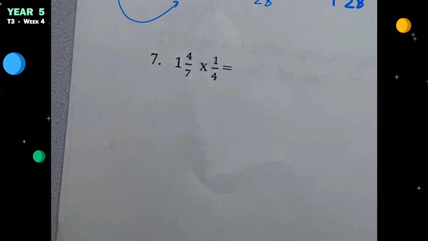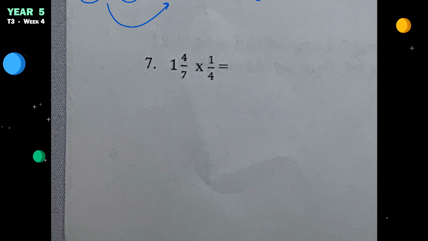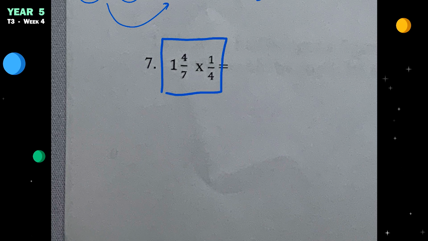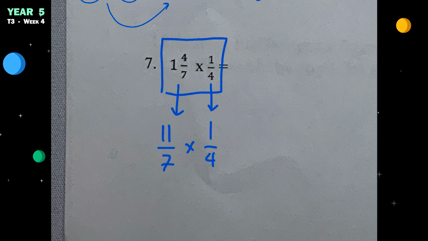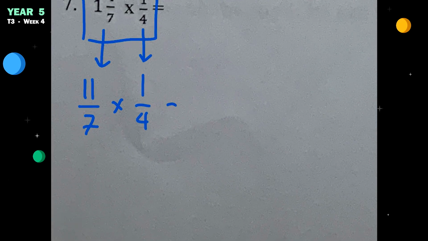Next one. When you want to multiply a mixed numeral with a fraction, we change the mixed numeral to improper, so 1 times 7 is 7 plus 4 is 11 over 7, times 1 over 4. This one remains the same. Now when you times it, you try to simplify it, but there's nothing to be simplified here, so you just multiply it right across. So 1 times 11 is 11, 7 times 4 is 28, and you're done.